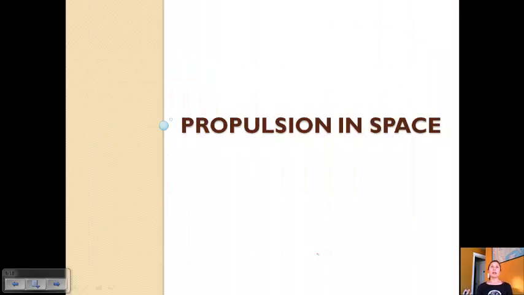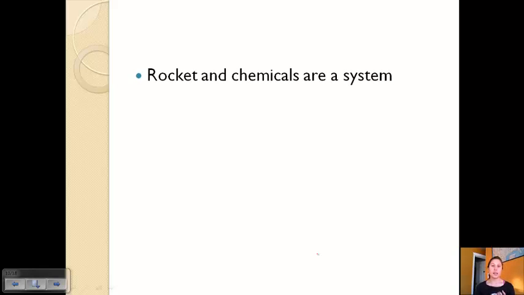So we know that forces are equal and opposite, and we have to have this interaction pair. Well, what about something in space where there's really no forces? How does a rocket propel itself when it has nothing to push against? Well, the way that rockets work, the rocket and the chemicals are a system, because remember, for conservation of momentum, we need to have a closed and an isolated system. And so we've got the rocket, but we also have all the fuel, and that's going to create the gases that the rocket can then push against, and those are going to create our system of forces.